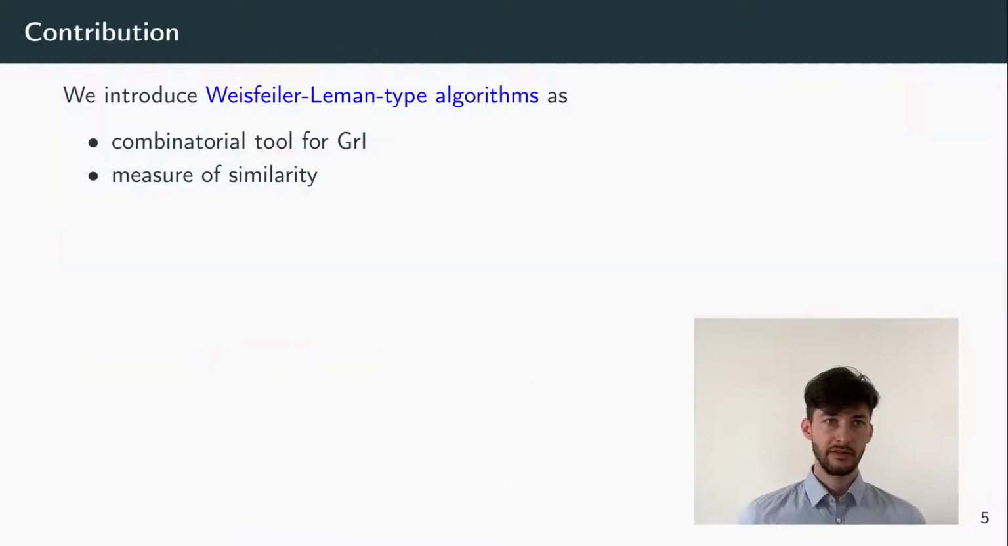And our contribution here is to, first of all, introduce Weisfeiler-Leman algorithms as a combinatorial and generic tool to study the group isomorphism problem, because this is very successful for graphs and very well understood. And then second, it will give us a measure of similarity of groups, which is, again, purely generic and combinatorial.